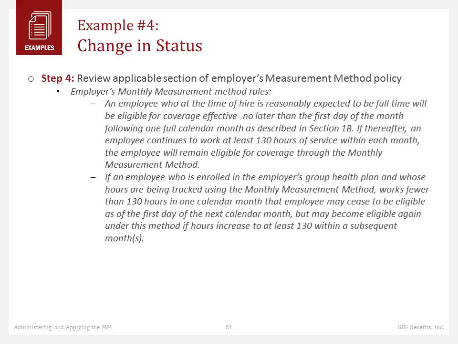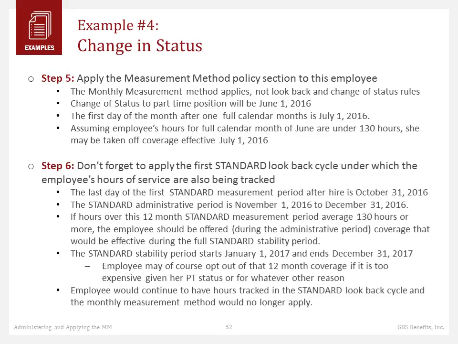Okay. They did that correctly. They got her on correctly. But what we're looking at is when we can get her off. So the next paragraph says, if an employee who is enrolled in the employer's group health plan and whose hours are being tracked using the monthly measurement method works fewer than 130 hours in 1 calendar month, that employee may cease to be eligible as of the first day of the next calendar month, but may become eligible again under this method if hours increase to at least 130. So in this case, the employer said that if just after 1 month they work under 130 hours, they can be taken off the next calendar month. So let's apply this.